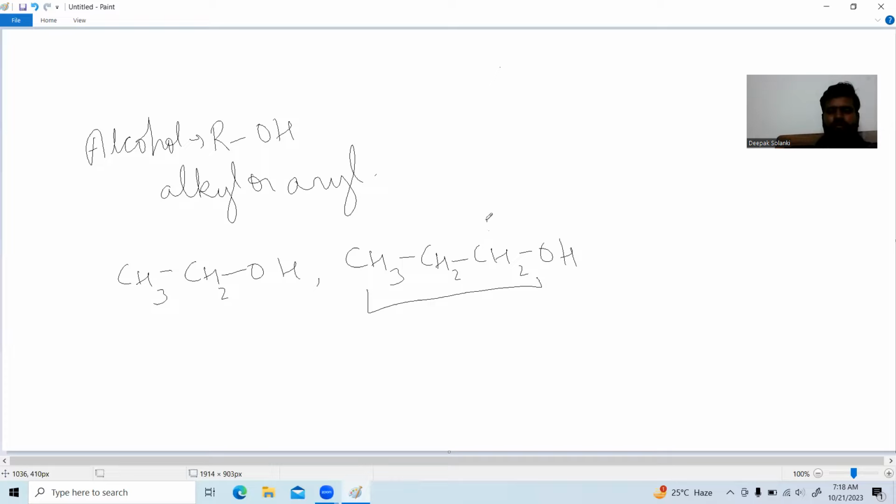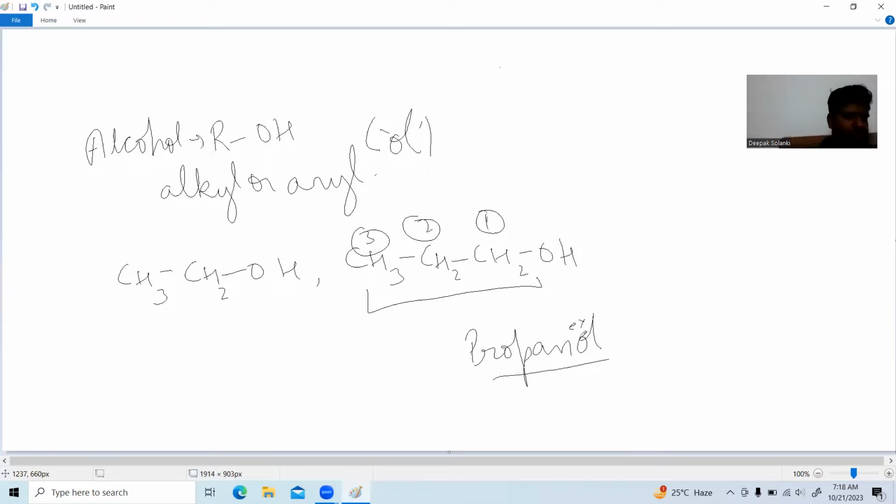First, start numbering 1, 2, and 3. There are 3 carbon atoms present. For 3, we will write prop. Single bond is there, so an, and we will skip the e. And what will you write? ol. For alcohol, we will use the suffix known as ol. It will be propanol. We have to skip this e. You don't have to write this e here. This is the example of propanol.